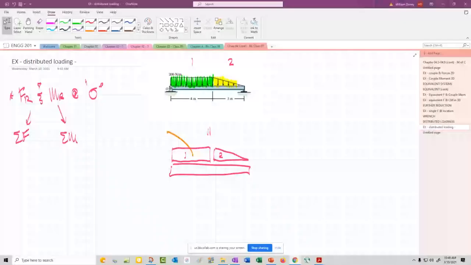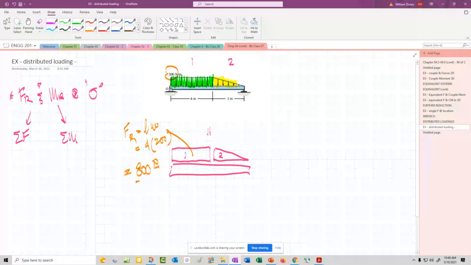What's the area here? Well, the resultant force there, we'll call it 1, is length times height, where the length is 4 and the height is 200. So that has 800 newtons of force that's combined in that green area.